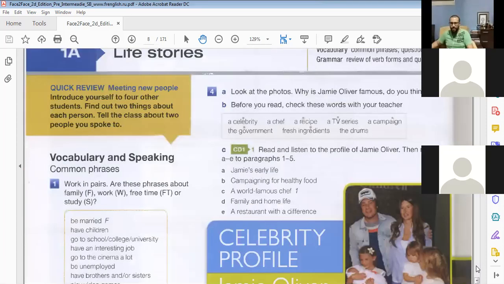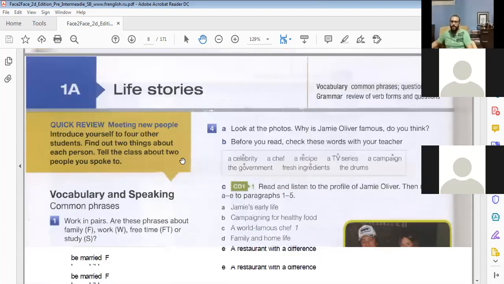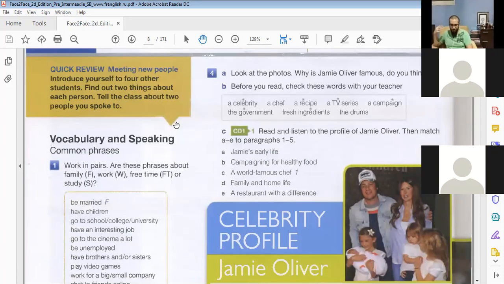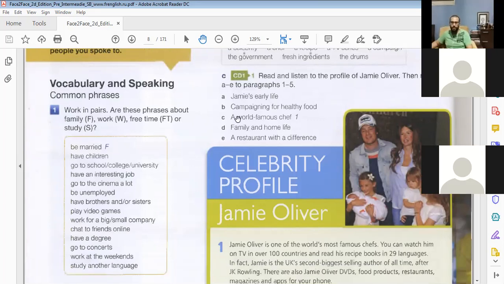All right, so let's talk about our first lesson here. In our first lesson, we'll talk about a few common phrases, some question words, and a quick review of some of the previous grammar that you studied in elementary A and B. Okay, so let's start with vocabulary and speaking. We have some common phrases here.